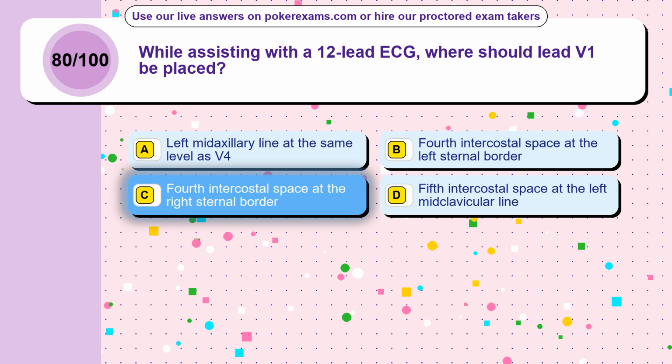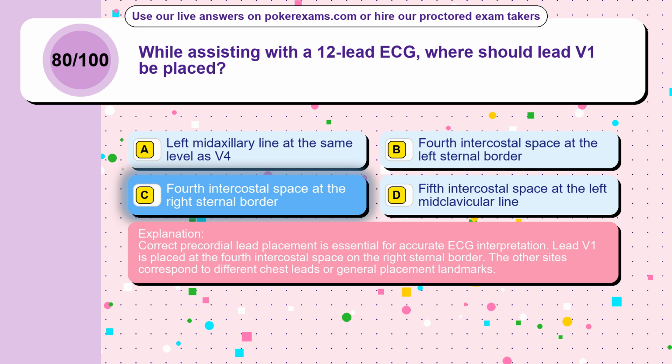The correct answer is option C. Fourth intercostal space at the right sternal border. Correct precordial lead placement is essential for accurate ECG interpretation.